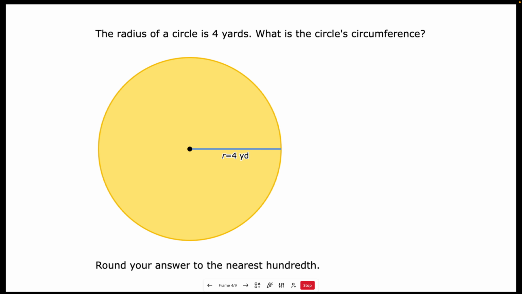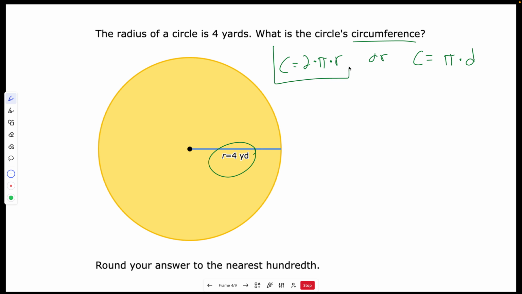Here we go. It says the radius of a circle is 4 yards. What is the circle's circumference? Circumference just means that you're trying to find the distance around the outside edge of the circle. There are two formulas for that. One, c equals 2 times pi times the radius r. Or the other formula is c equals pi times the diameter. They give us the radius, so let's use the formula with the radius.